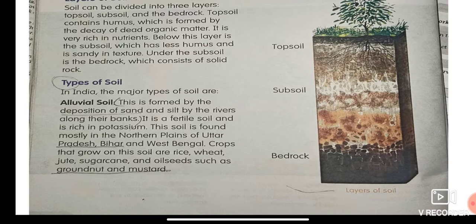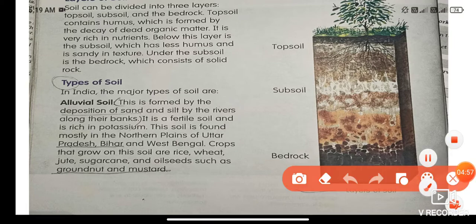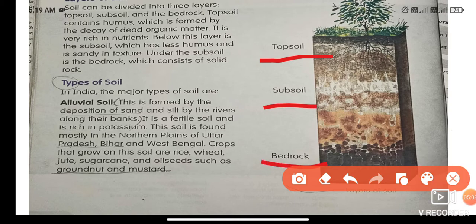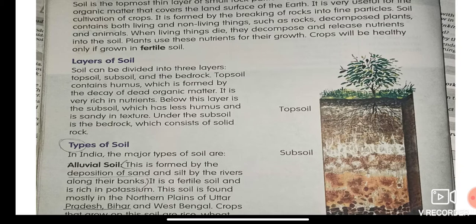Okay, so we can see stones and soil in the pot. They are all different and they are arranged in layers. There are three layers shown in the pot. The three layers are called the topsoil, subsoil, and bedrock. So there are three layers from the given picture.